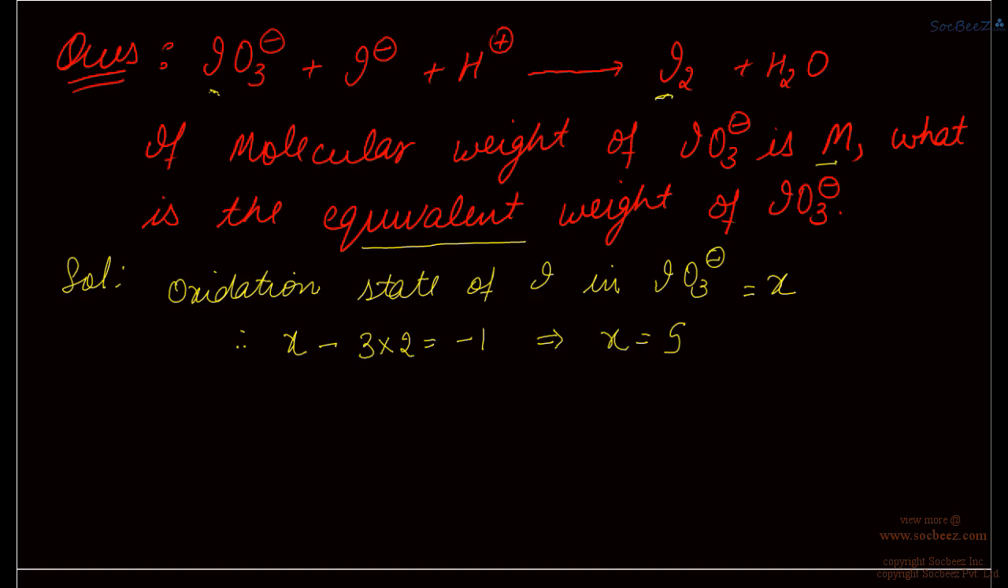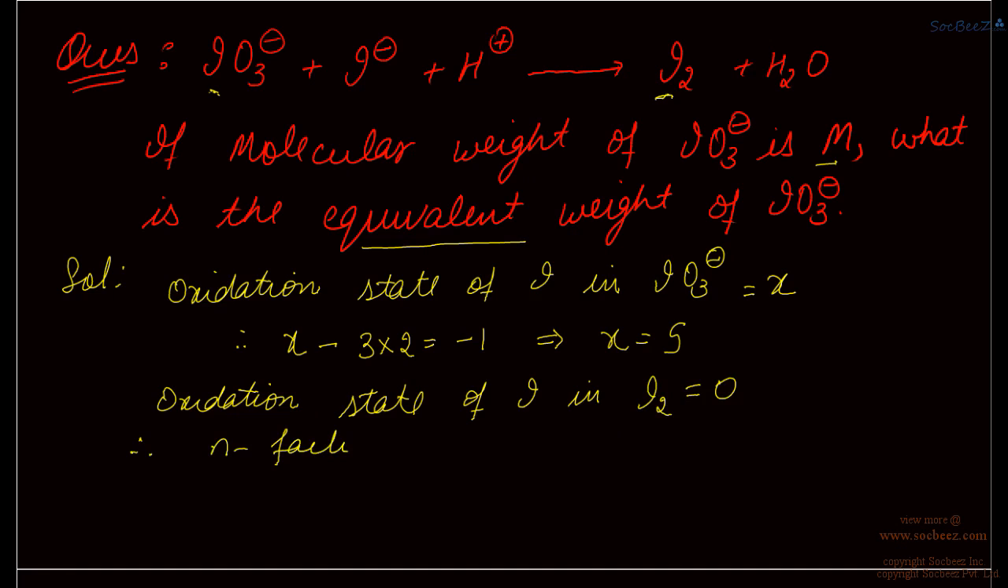Now, going to our product, it is I2. So, the oxidation state of I in I2 equals 0. In this case, it is 0. Therefore, N factor is 5 minus 0 equals 5. This is our N factor.